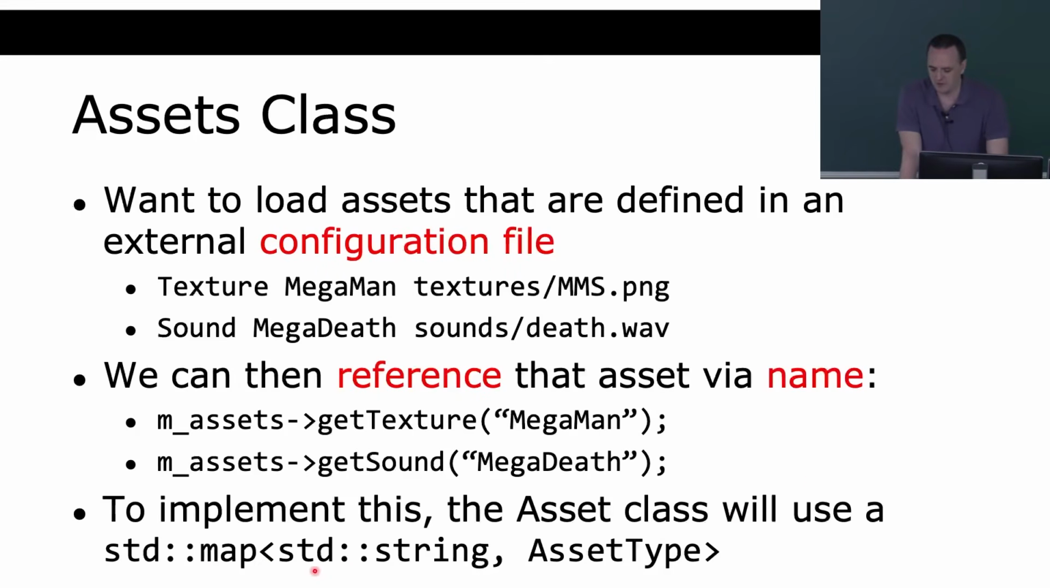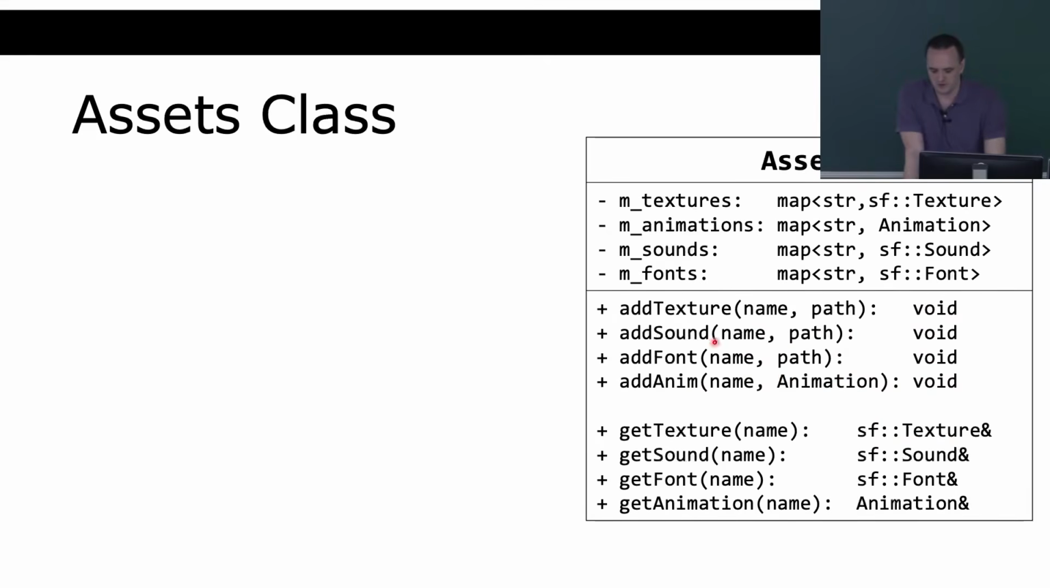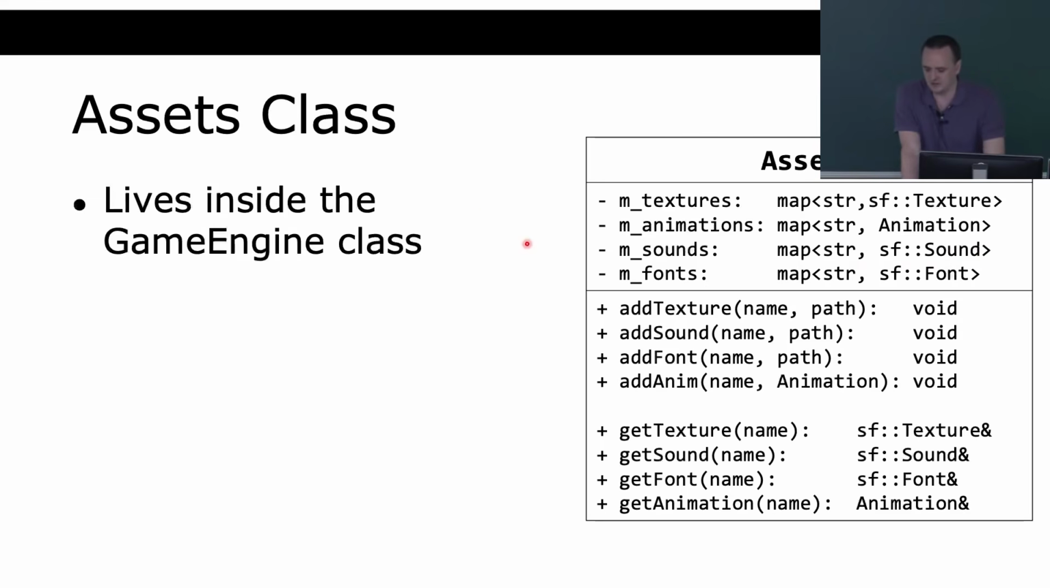So we're going to have multiple different maps, one for textures, one for animations, one for sounds, one for fonts, and we'll just have mapping from string to the type of thing that we want to load. So over here, we're going to have a map from strings to textures, from strings to animations, strings to fonts, etc. And so this lives inside the game engine class.